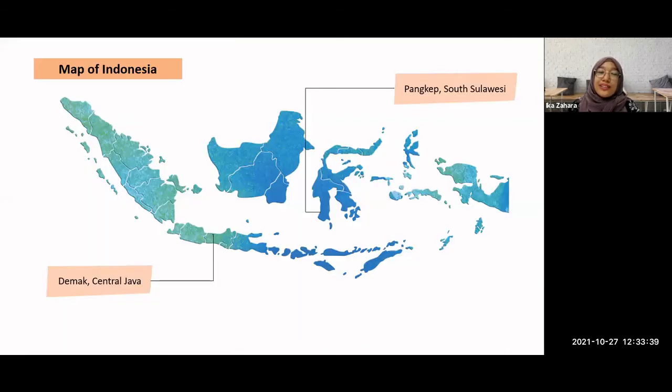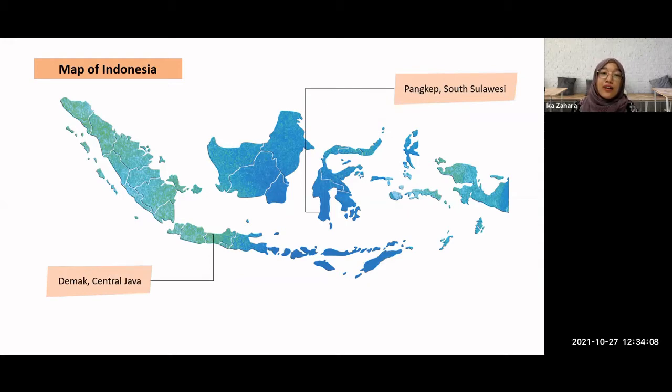So this is the map of Indonesia, and these two regions are the location of the coastal feed school project, implemented by Blue Forest. The first is in Pangkep, South Sulawesi, and the second is in Demak, Central Java.